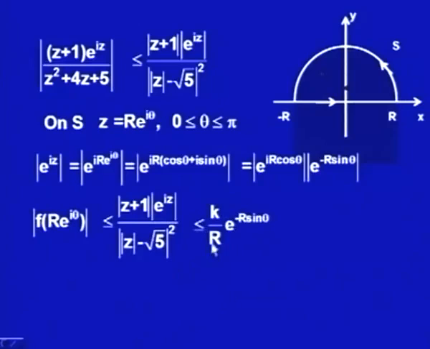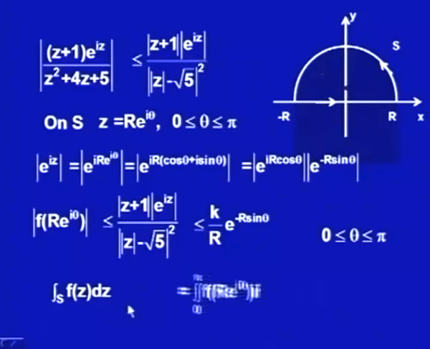So, we would get k upon r e to the power minus r sin theta. Now, we use this finer bound of this function f for writing this. This is true for all theta, because Jordan's inequality is true for theta lying between 0 and pi. So, we find that this bound is true on the whole path of integration.